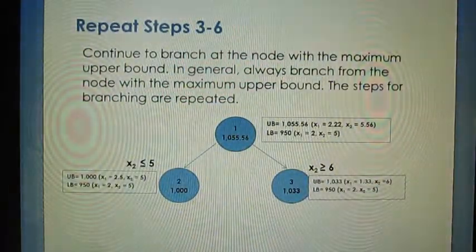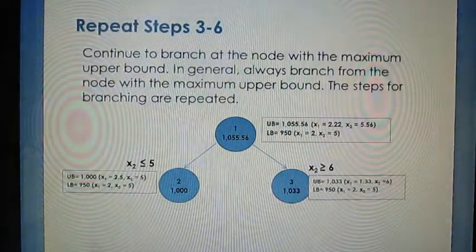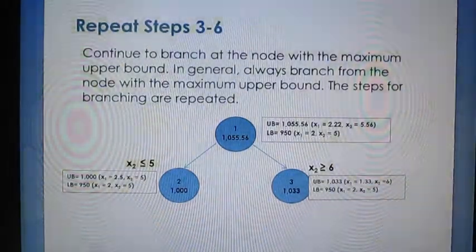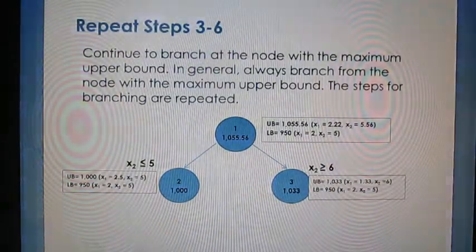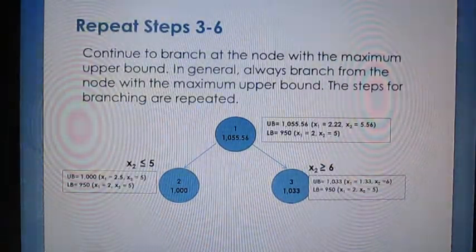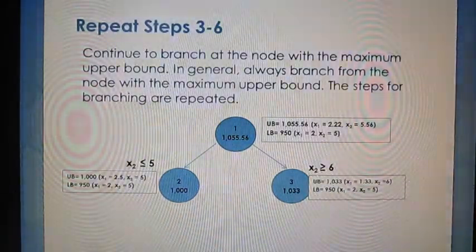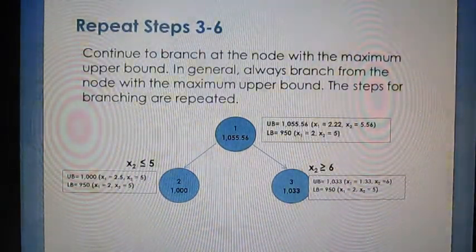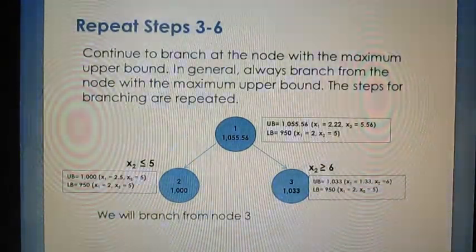So, makikita natin sa branch and bound diagram natin, wala pa tayong variables na parehas integer. Kasi, yung sa node 2, yung x sub 1, 2.5 pa. Tapos, yung sa node 3, yung x sub 1, 1.33 pa. So, magbabranch tayo doon sa node na may mas malaking upper bound, which is node 3. So, we will branch from node 3.